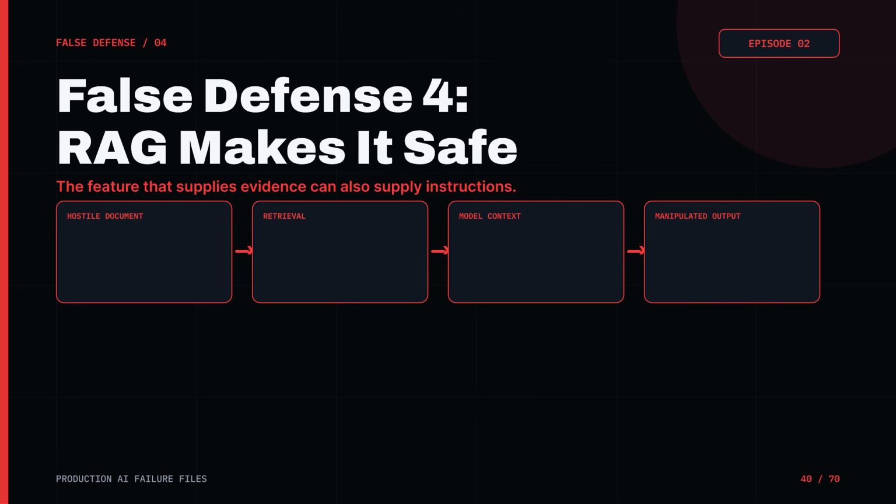False defense 4 is assuming RAG makes the answer safer. RAG can improve factual grounding. It also creates a path for external content to enter the model's context. If an attacker can influence index content, retrieval can deliver the attack for them. The feature that supplies evidence can also supply instructions.